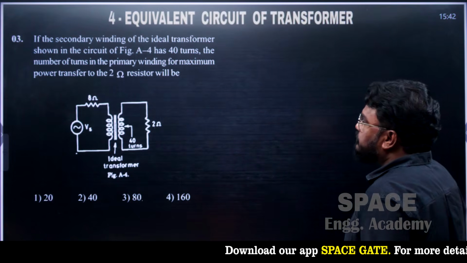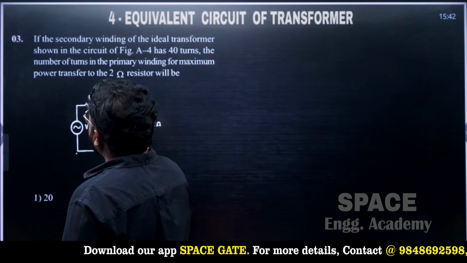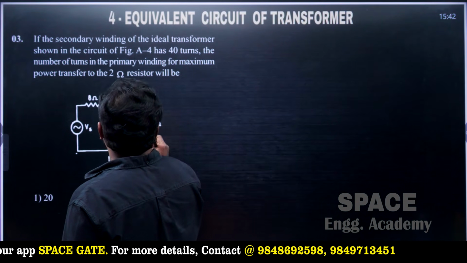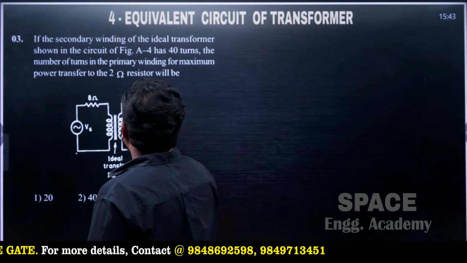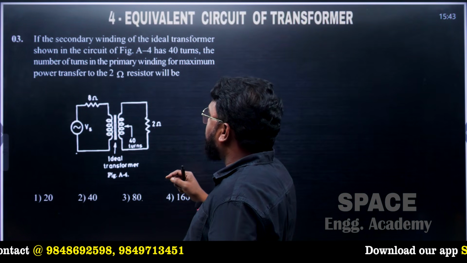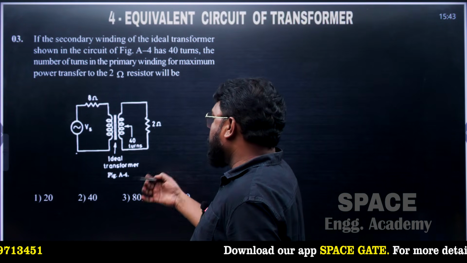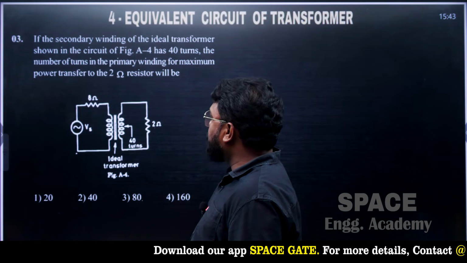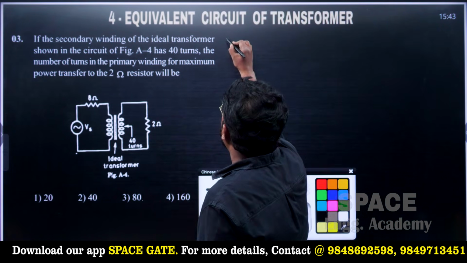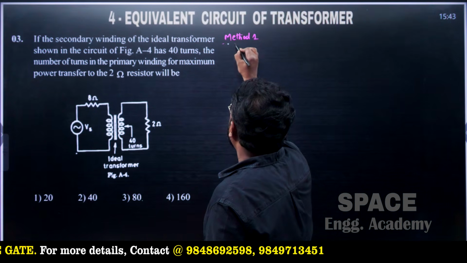And next question: if the secondary winding of the ideal transformer shown in the figure has 40 turns, the number of turns in the primary winding for the transformer to deliver maximum power to the 2 ohm resistor is asked. So this can be answered in 2-3 methods. Let's do the first method, method number 1.